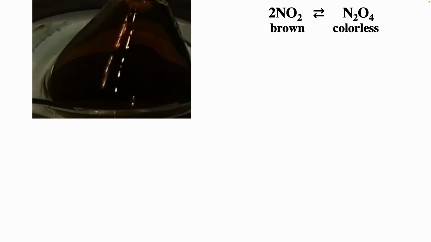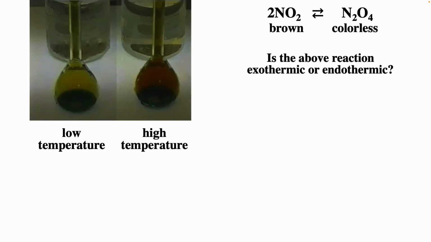So it's kind of a cool reaction. And so what we see is that the brown one here is our reactant. That's more stable at high temperature. The colorless one is our product. It's more stable at low temperature. So high temperature favors the reactant. Does that mean it's an exothermic or endothermic reaction? Well, that means that heat must be a product. Higher temperatures, like adding heat, push it towards the left. And so that would be an exothermic process.